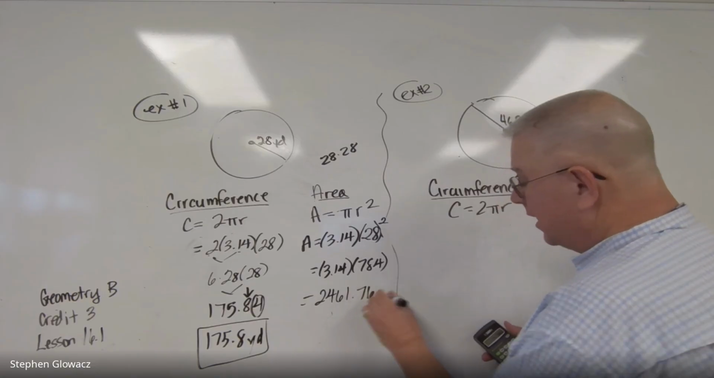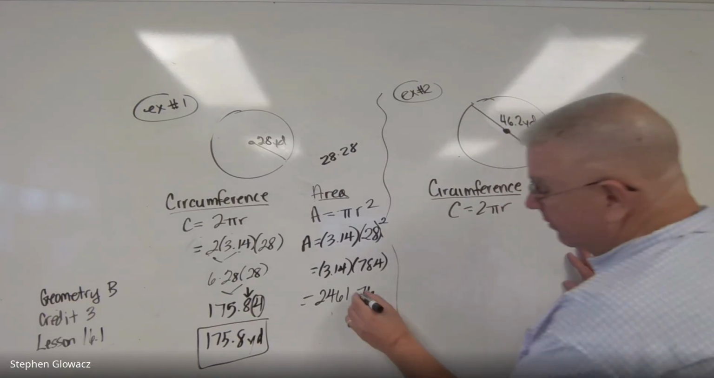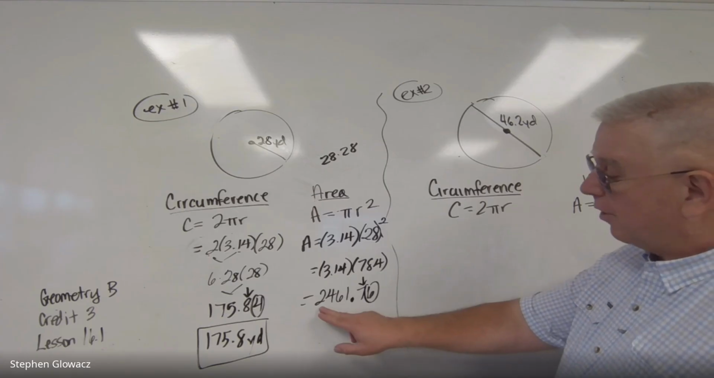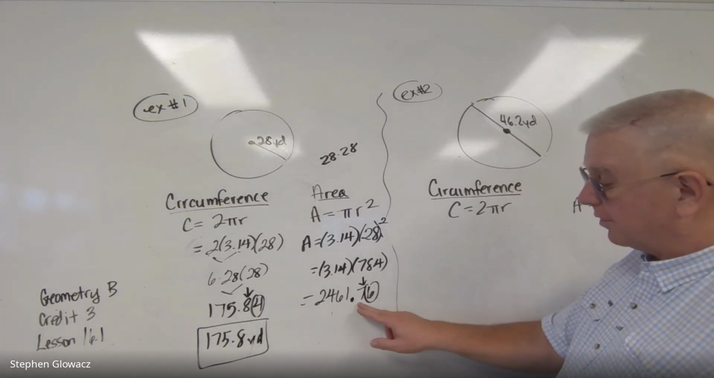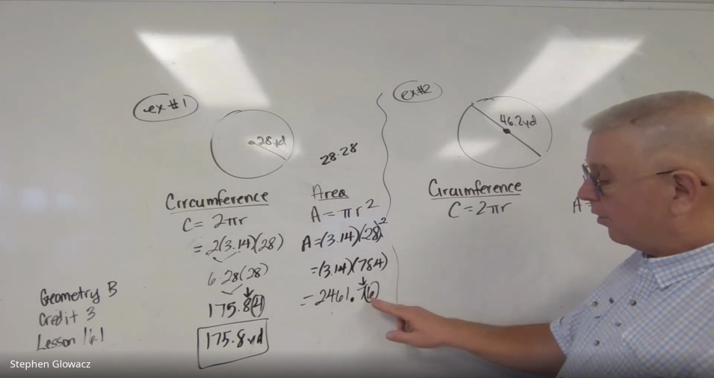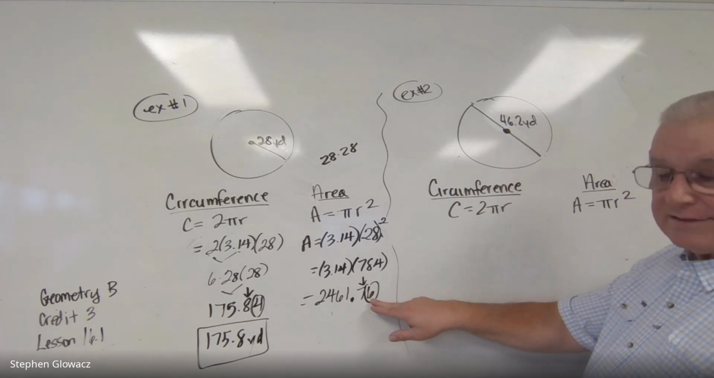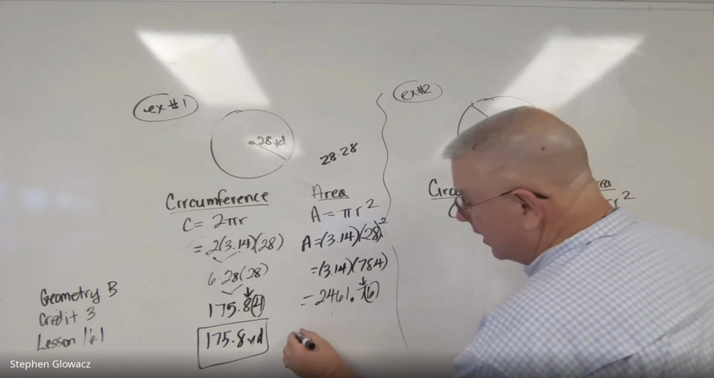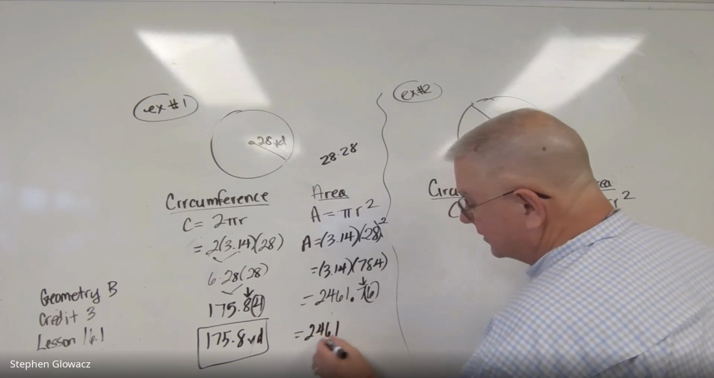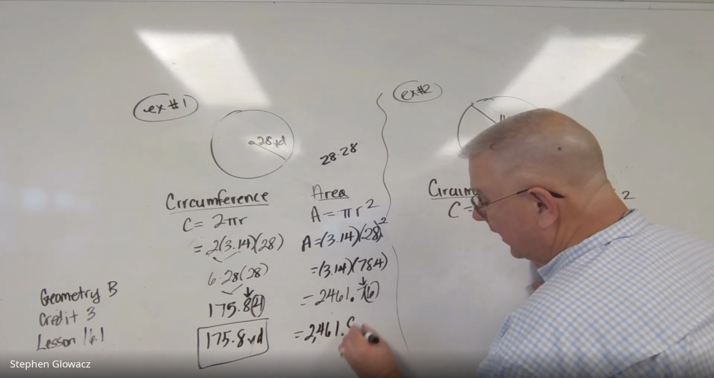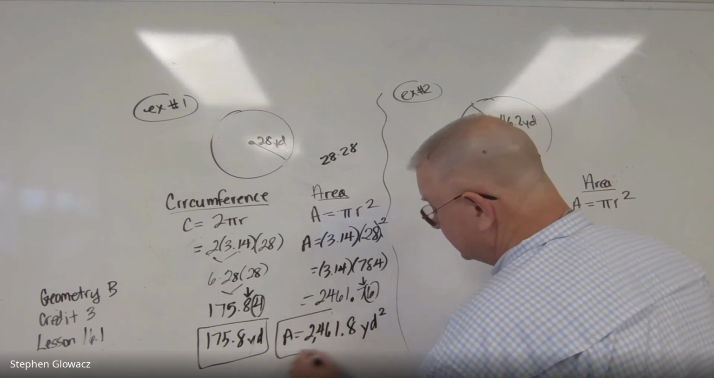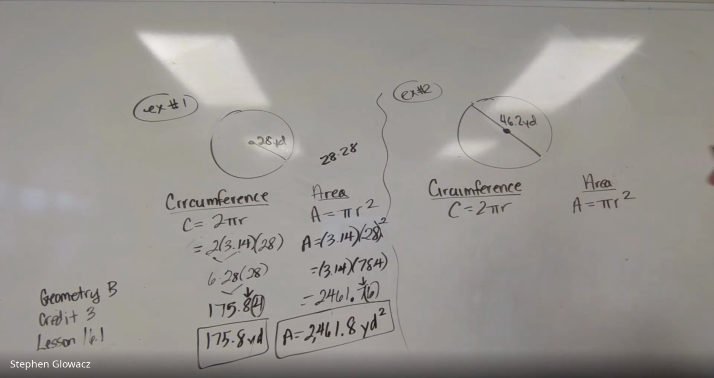So we have 3.14 times 784, which results in 2,461.76. All right, so now we're going to round again to the nearest tenth, and our next number is a 6. So our options are to stay 2,461.7 or go up to 2,461.8. Well, go up numbers are 5, 6, 7, 8, and 9. This is a 6, so this is a go up number. So our final rounded answer is 2,461.8 square yards. Remember, area is always in square units. All right, so that's it for number 1.